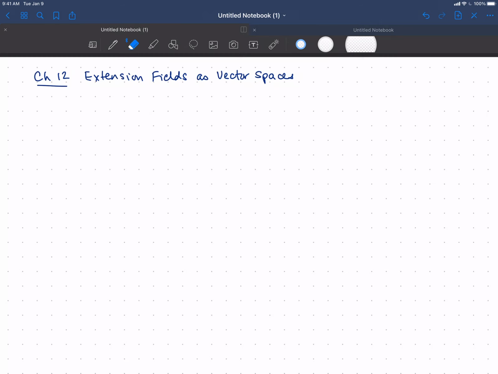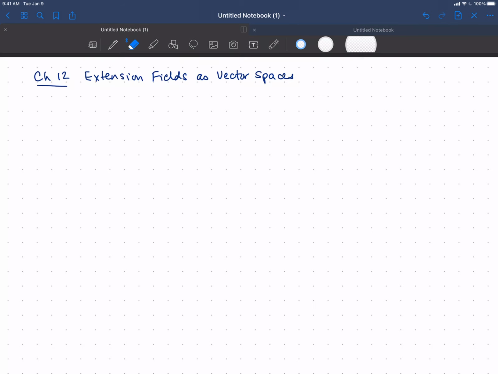We're going to talk about Chapter 12, which is about extension fields as vector spaces. One of the things that we want to do in this chapter is take some of the things we've been learning about and use that information in a new way. Just cast it in a different light to take some of those beautiful theorems from linear algebra and get them to do some work for us here in modern algebra.